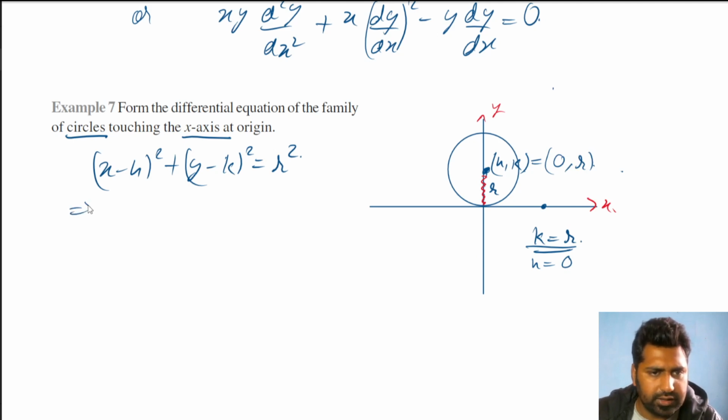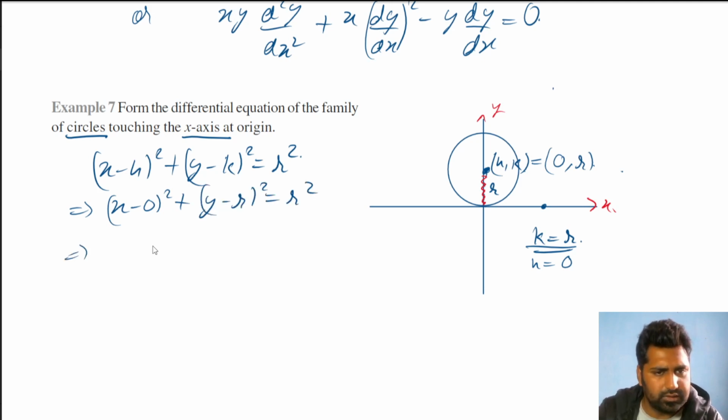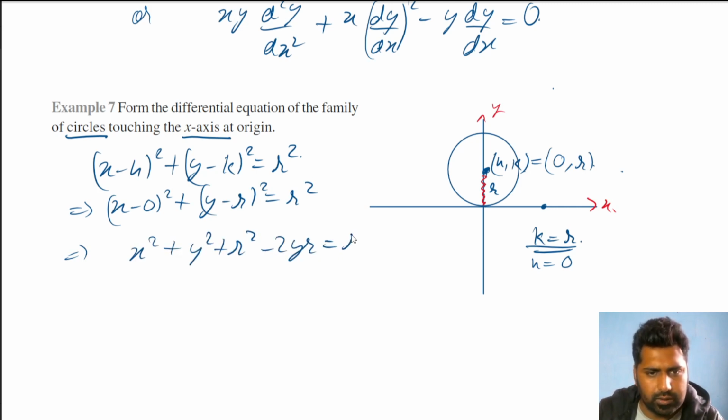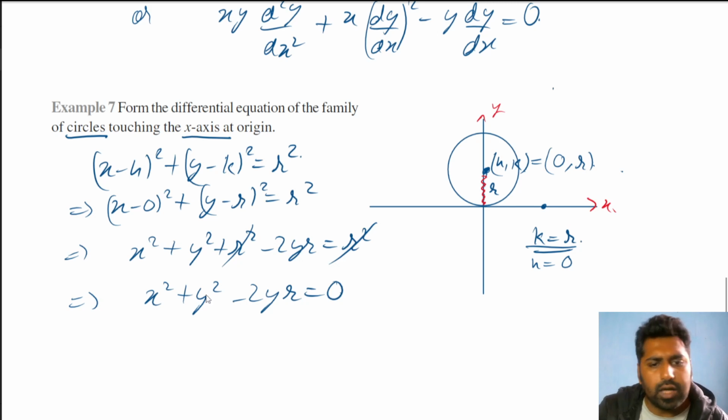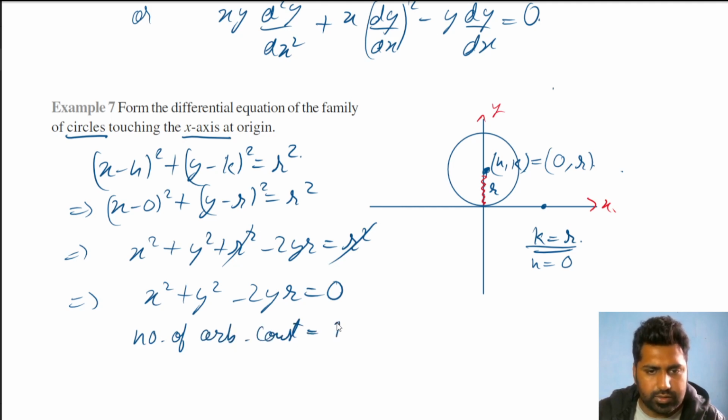So you have your general equation, put the value of h and k. So (x minus 0) square plus (y minus r) square is equal to r square. Let's open it and get the equation. x square plus y square plus r square minus 2yr equal to r square. r square cancels. You get yourself the equation x square plus y square minus 2yr equal to 0. This is the equation. Now that you have the equation, you have to create the differential equation. So first of all, look at how many constants are there. Arbitrary constant only r is there, so the number of arbitrary constants equals 1.